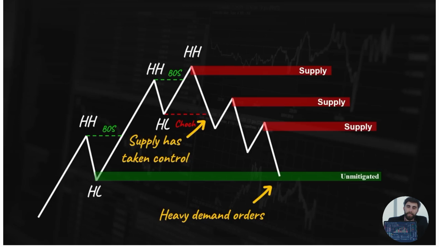At this point, there is a battle between supply and demand. Sometimes we see a period of consolidation and a ranging market between these two zones. Breaking either zone indicates who takes control.